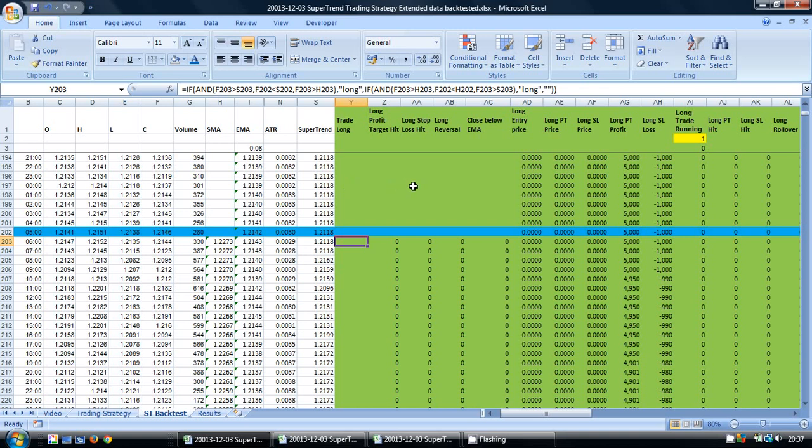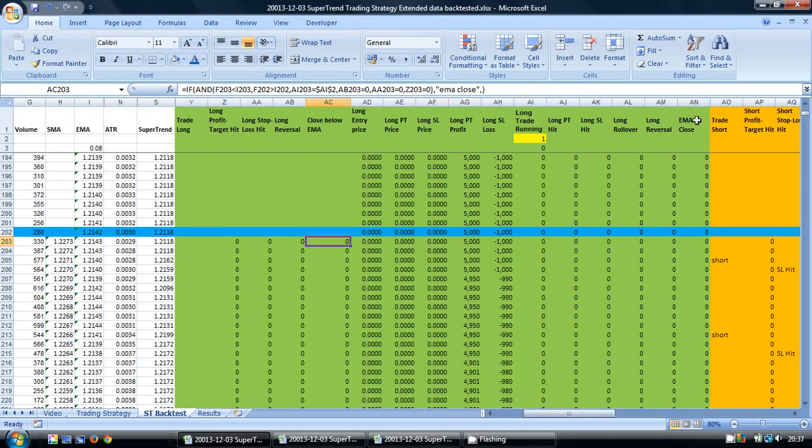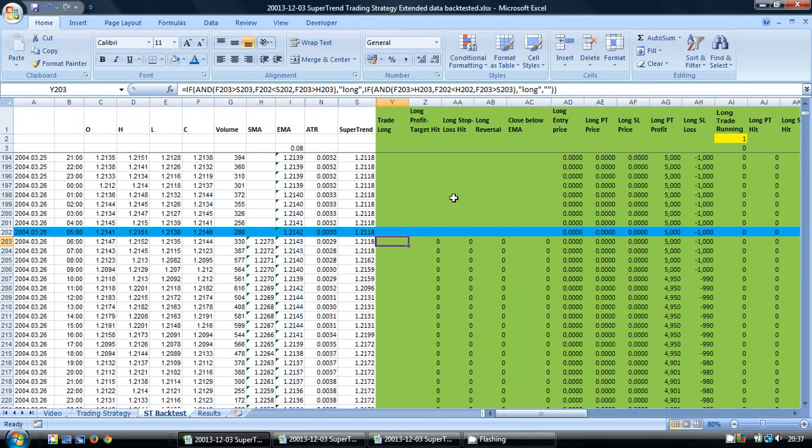Okay, so I've just slightly amended the spreadsheet. For those of you who have done the course, I've entered a new column here for closing trades that are below the EMA, and I've added another column here to show the profit and loss when we close our trades using the EMA close. All of the formulas that I've used in this spreadsheet will be available, and I'm just going to include those in the article accompanying this video.